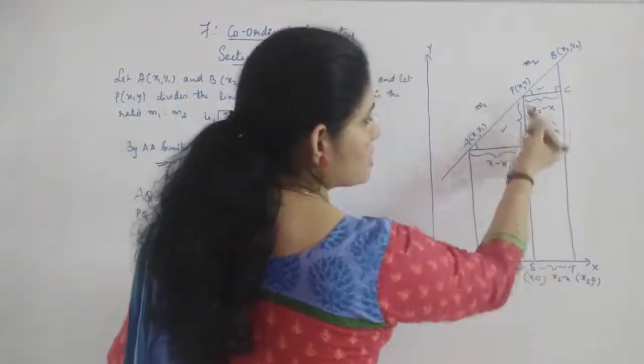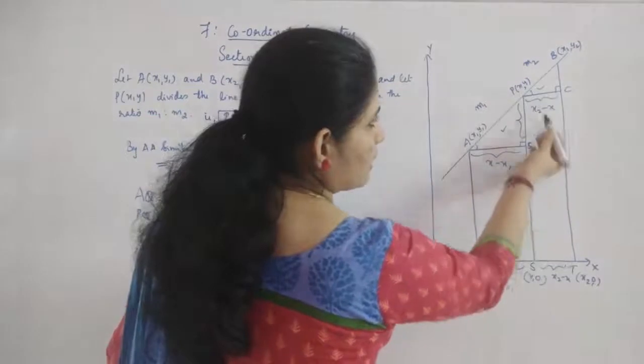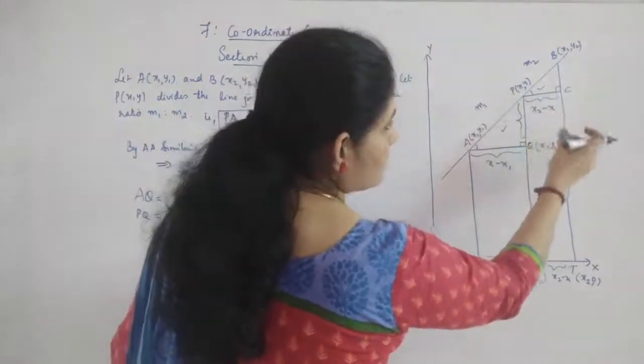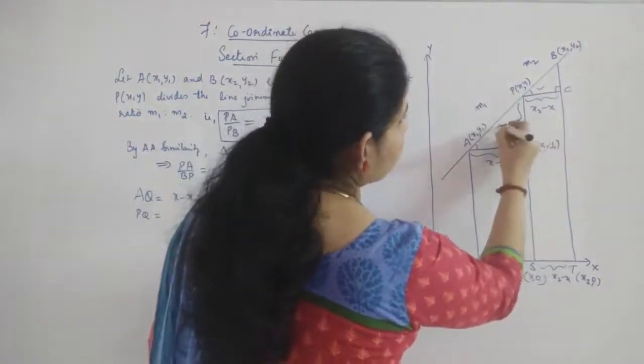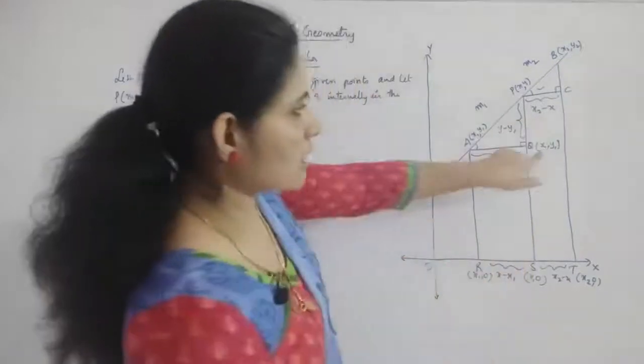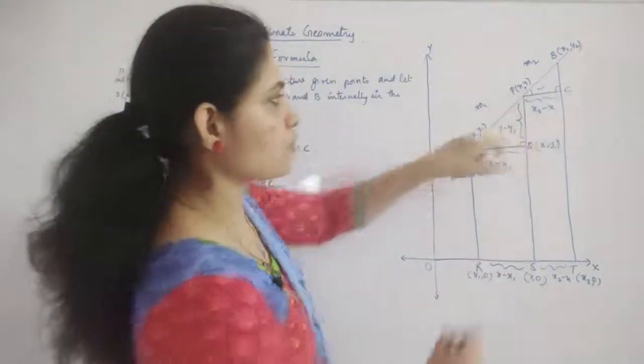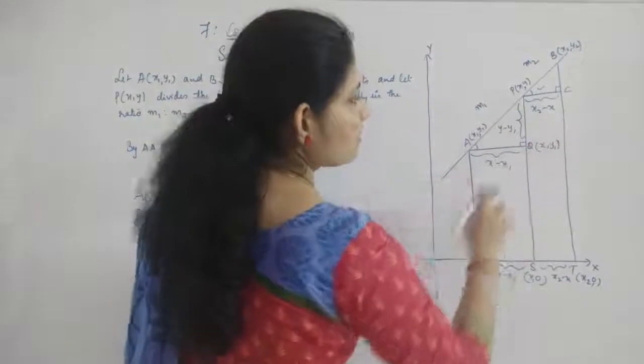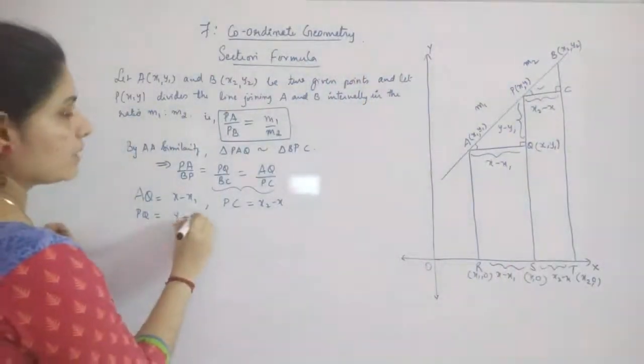Now what will be this distance? Using the distance formula you will get this much as y minus y1, because x minus x will give you 0. So in your distance formula that will be 0 and you will get y minus y1 as PQ. PQ is y minus y1.